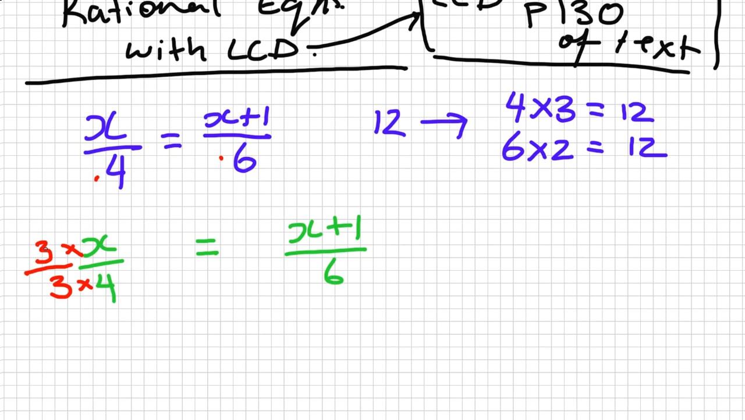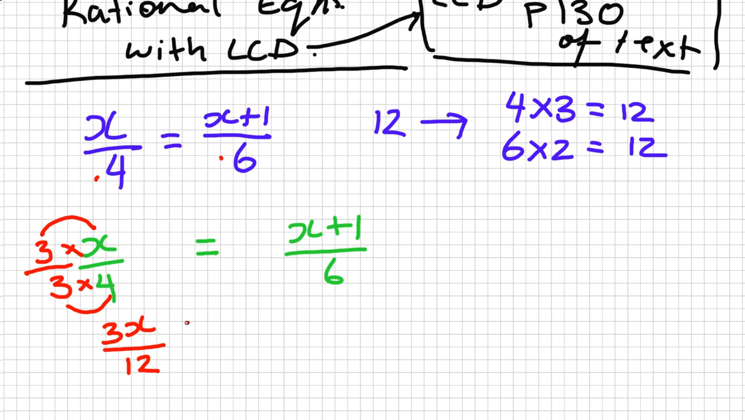Now notice here, 3 over 3 equals 1. So effectively, we are timesing this x over 4 by 1. When we times it by 1, it will still have the same value, but the fraction is going to look different. So what we then get is 3x over 12, because we times the top number by the top number, bottom number by the bottom number.